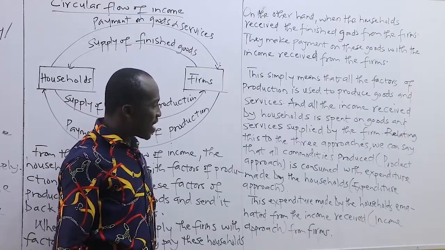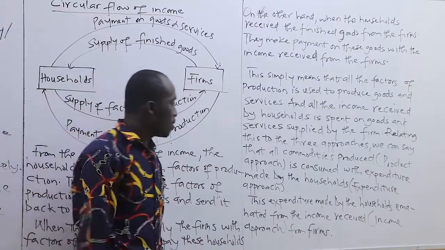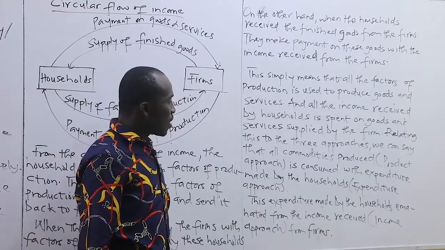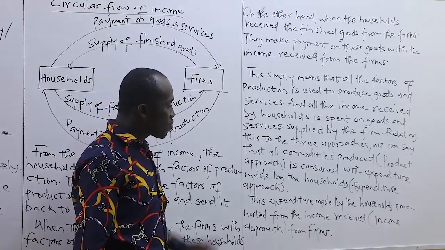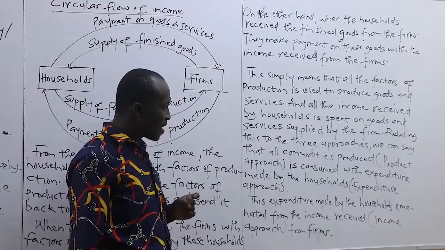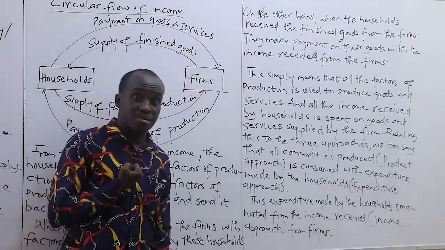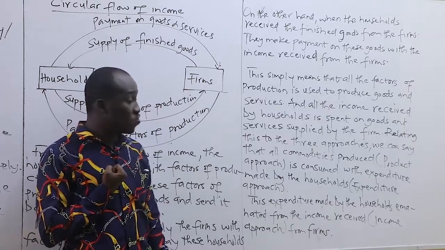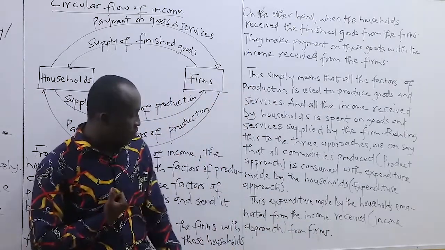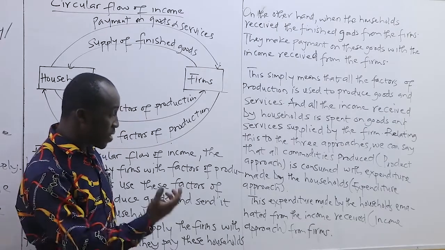If you want to relate to the three approaches we have there, we are trying to use it to understand the three approaches over here. Relating this to the three approaches, what does it mean? What we can say is that all the commodities produced, that's the product approach, is consumed with expenditure by the household. So all the products produced are being consumed with expenditure. Expenditure from who? The household. That's the expenditure approach. This expenditure made by the household emanates from the income they receive from the firms.